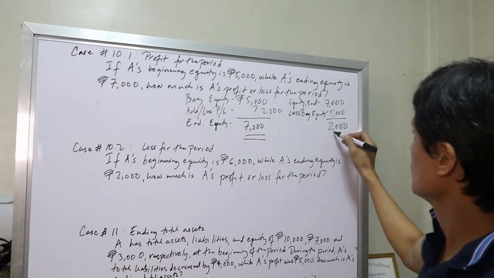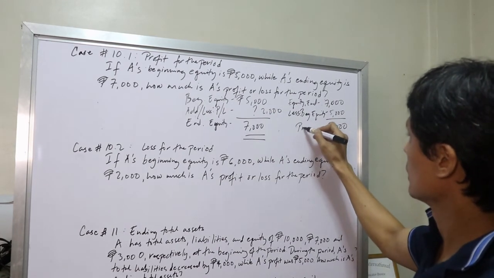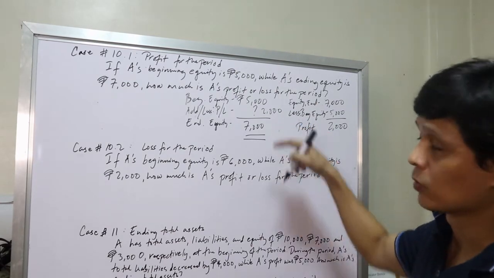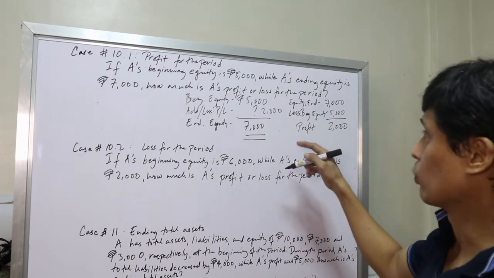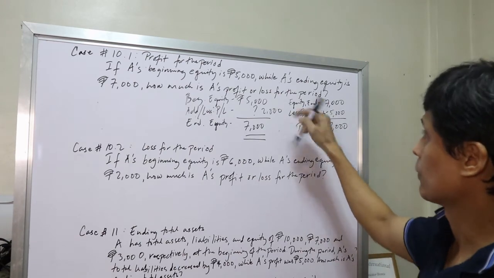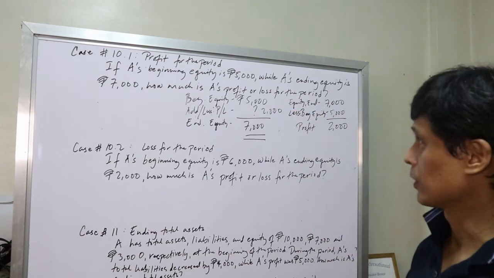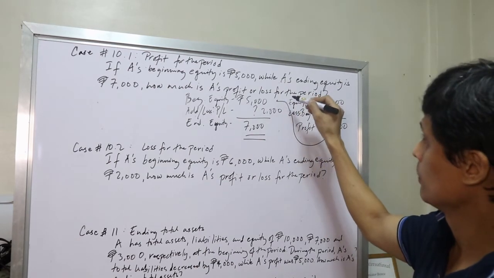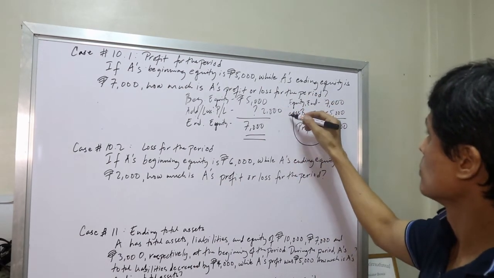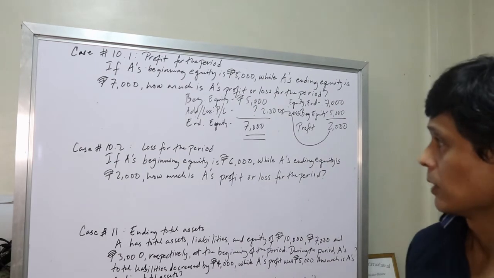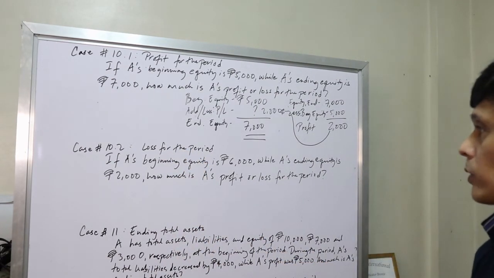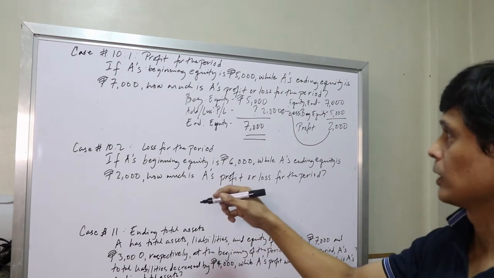So this would be your profit. Profit, why? Kasi nag-increase yung equity mo to 7,000. Okay, so 5,000 plus profit of 2,000 will give you an ending equity of 7,000. Now, for the next scenario, yung sa 10.2, loss for the period.